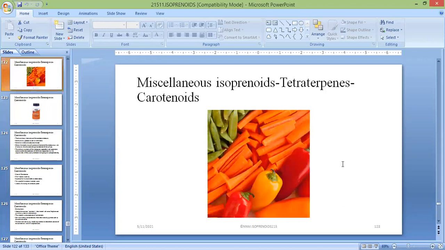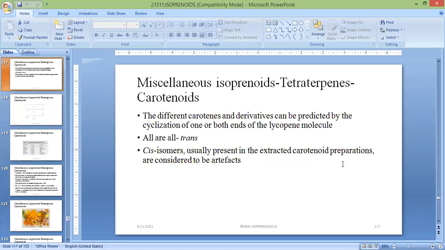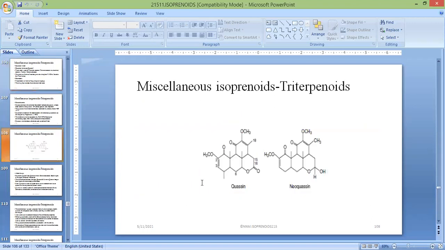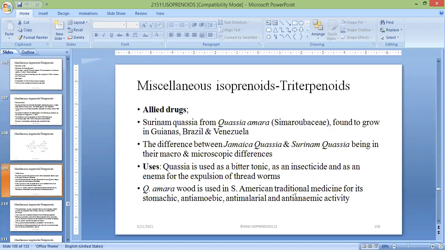When we came to triterpenoids, we focused on the quassia wood. Quassia, we saw it being used for the expulsion of worms, as an enema, as a bitter tonic. The other uses are anti-amoeba, anti-malarial, and anti-anemia, but majorly as a bitter tonic and expulsion of threadworms.